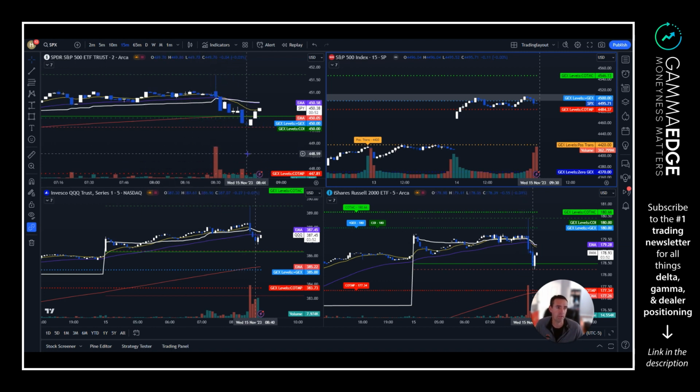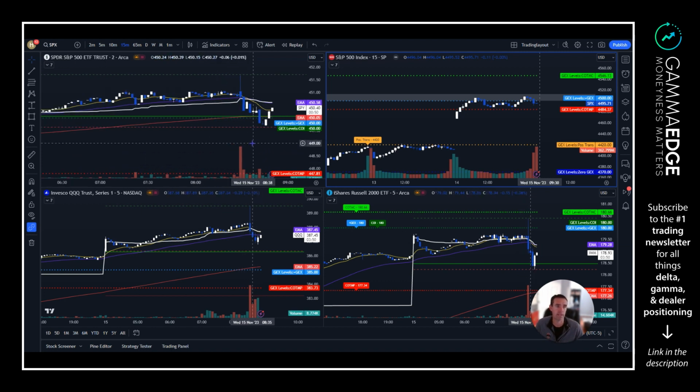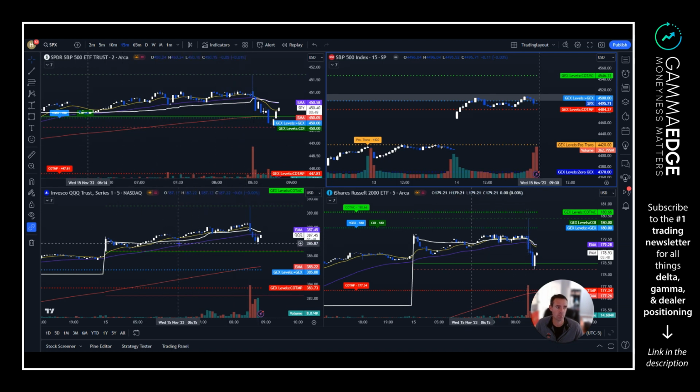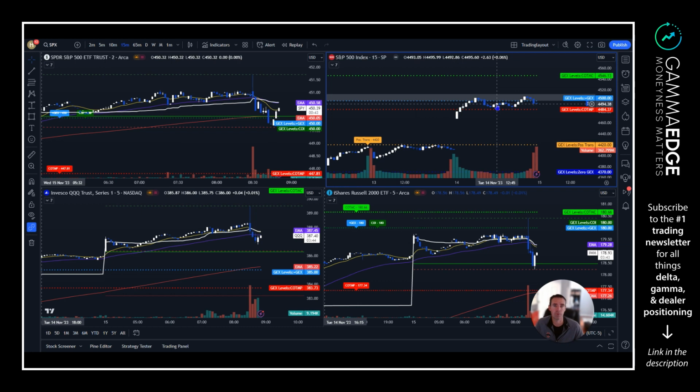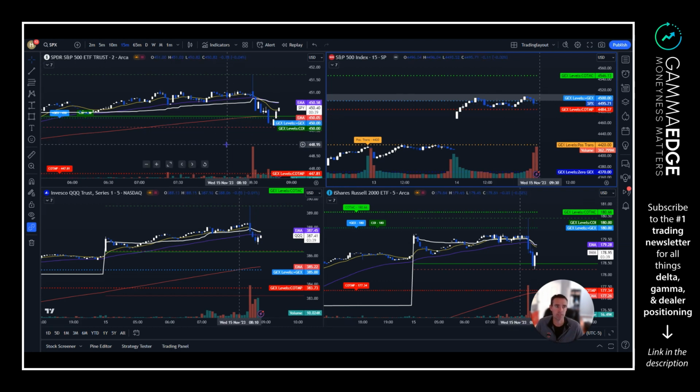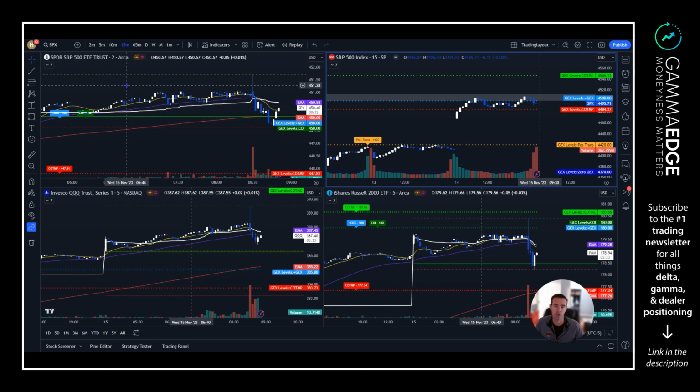Obviously 450, we are living above plus GEX and COI on SPY yesterday as well as QQQ. We tried to move above plus GEX on SPX. So if you look at all the data that we've posted, moving above and staying above plus GEX is very important. And usually we see some consolidation and pullback once we move above the plus GEX.